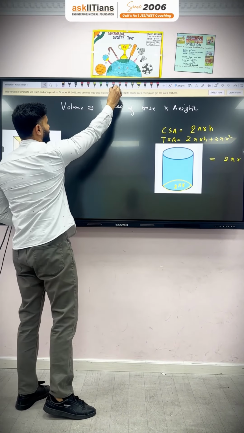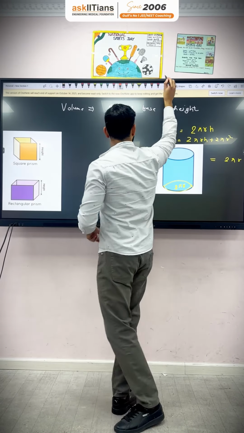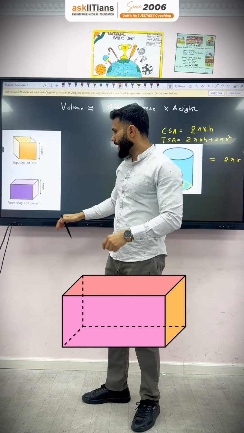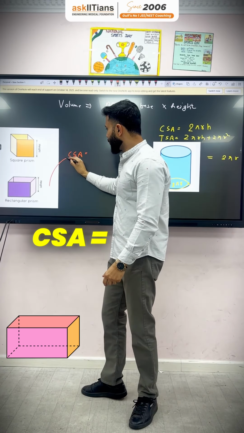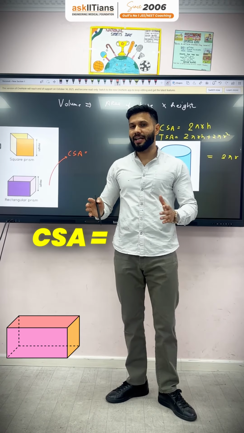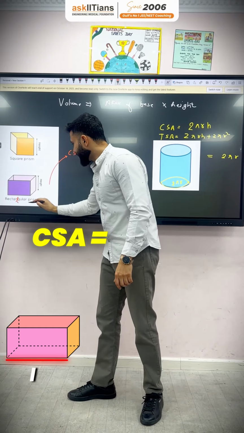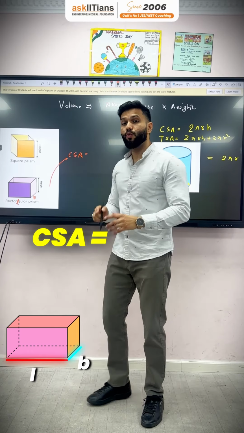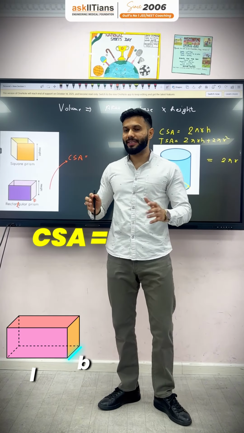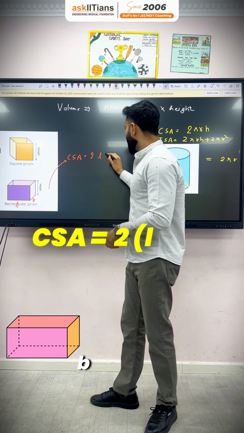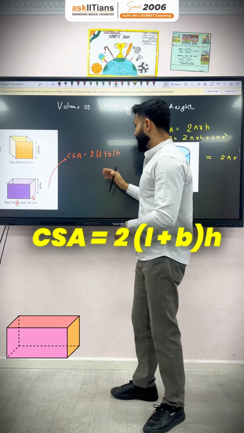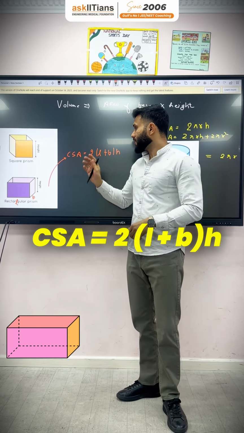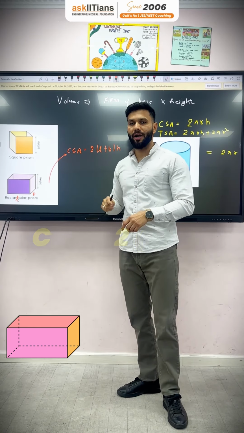Similarly, let's take one more shape. Let's talk about the cuboid, right? The base of the cuboid is a rectangle, right? If I talk about the curved surface area of the cuboid, in the base, as I said, it's a rectangle. The length is L and the width is B. So what is the perimeter of the base? It's 2 times L plus B. If I multiply it by height, I'll get this. And that is the CSA or the curved surface area of a cuboid.